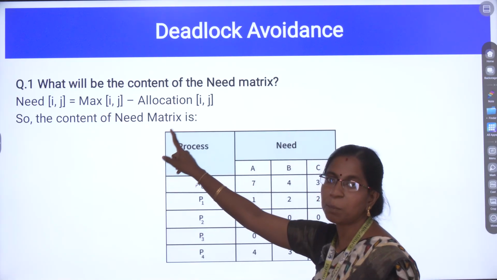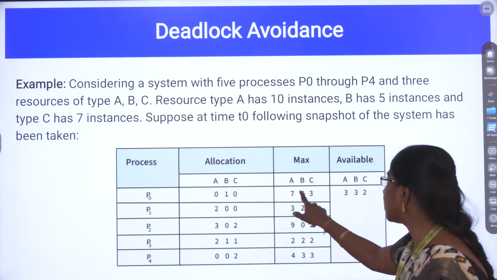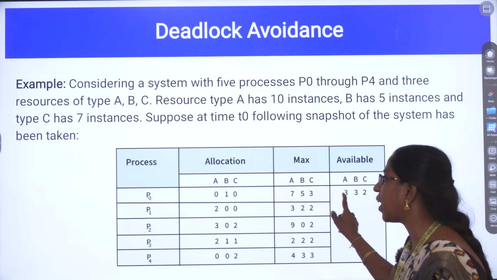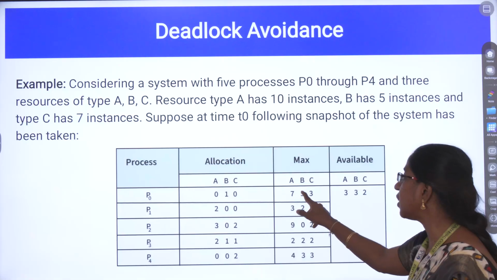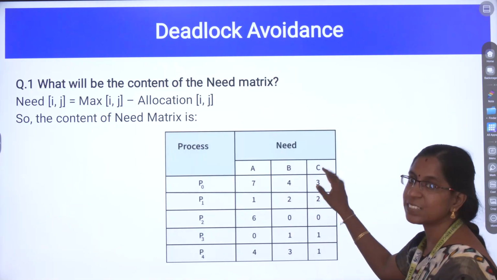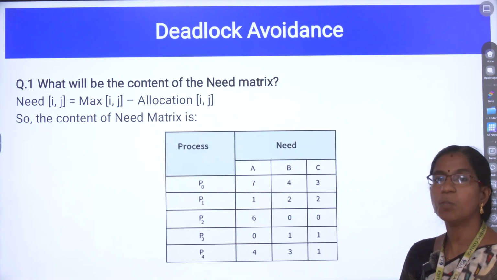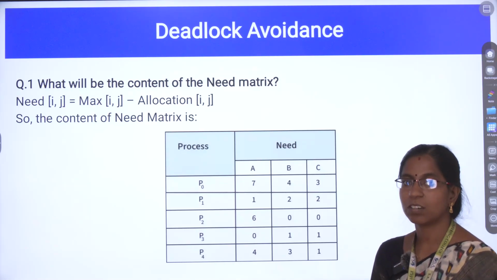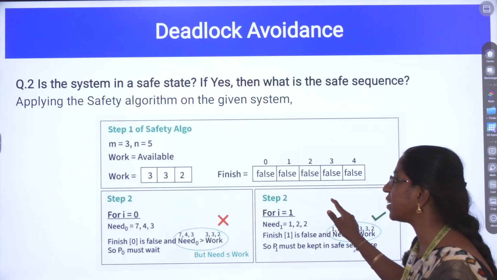From maximum minus allocation: first, P0's maximum is 7 5 3. So 7 5 3 minus 0 1 0 gives 7 4 3. This is the calculation for the need matrix. Need means how much more resources the process needs from the system. Okay, so this is the calculation for the need matrix.